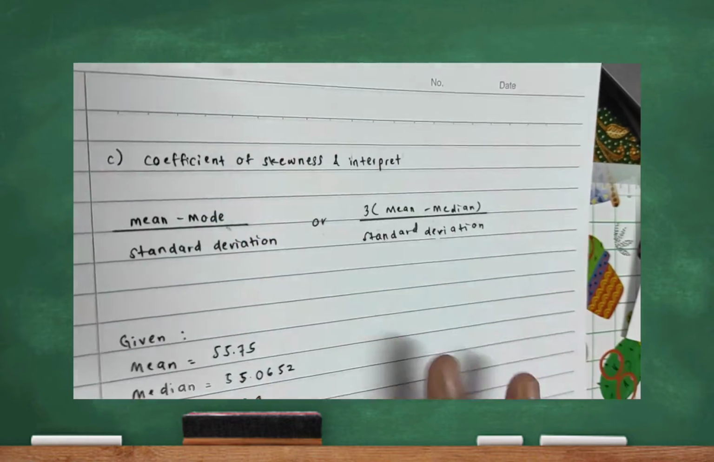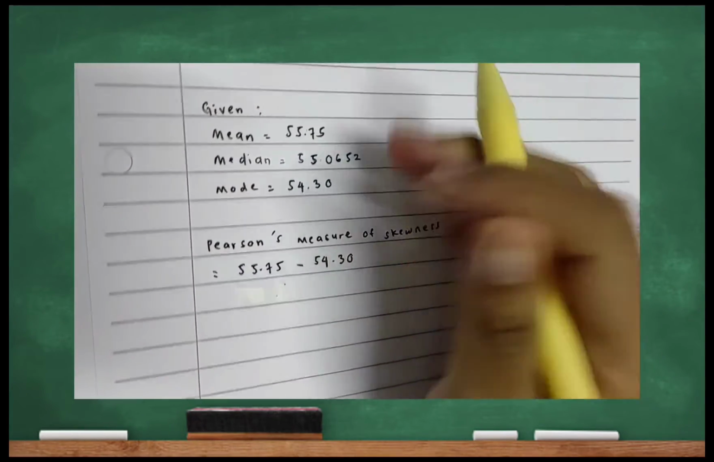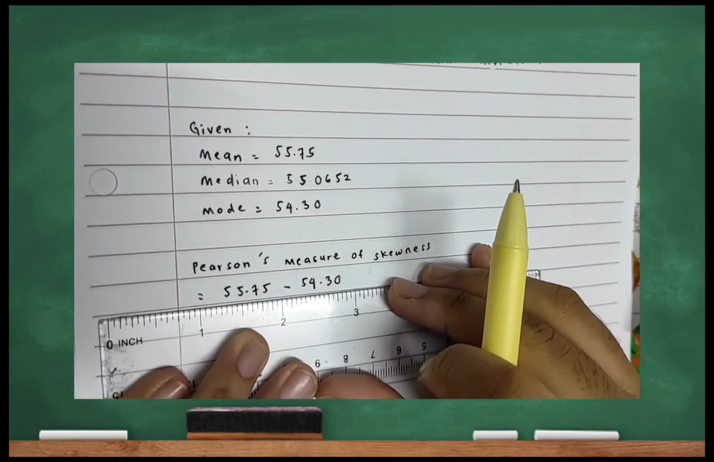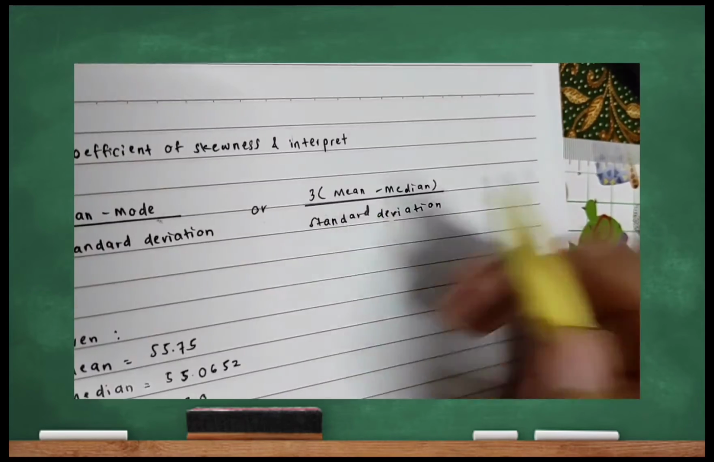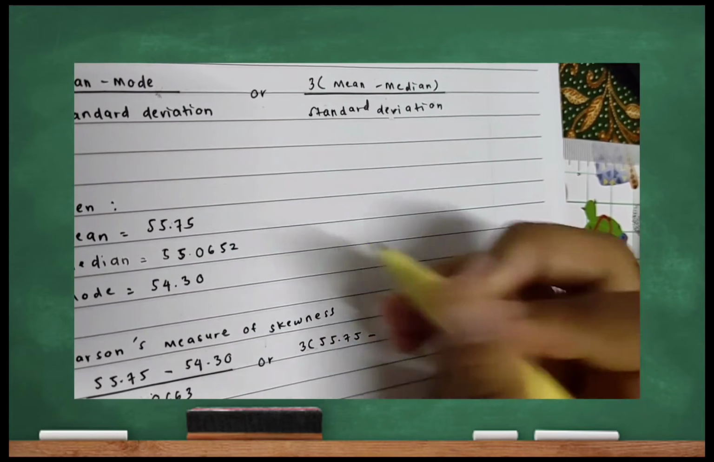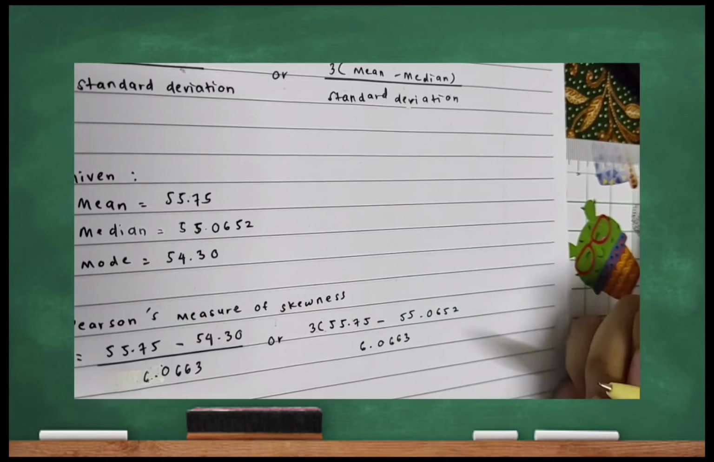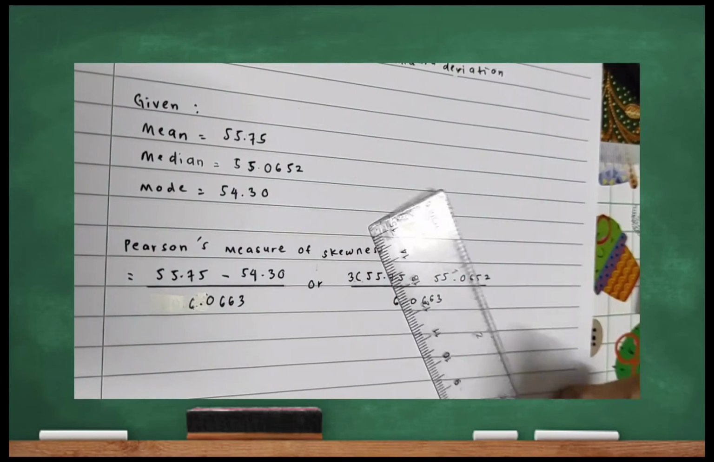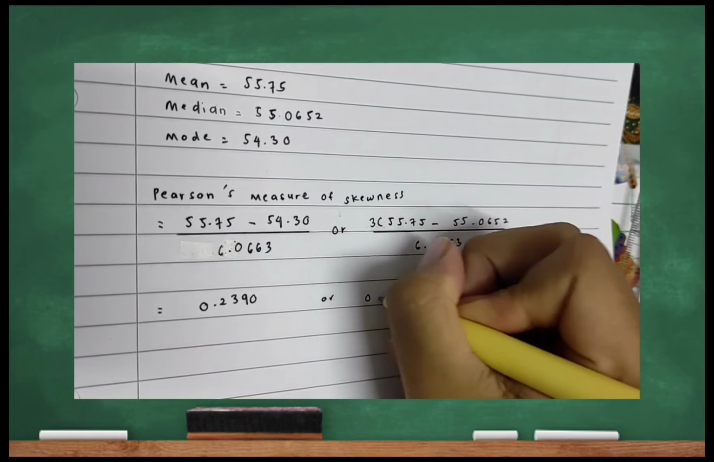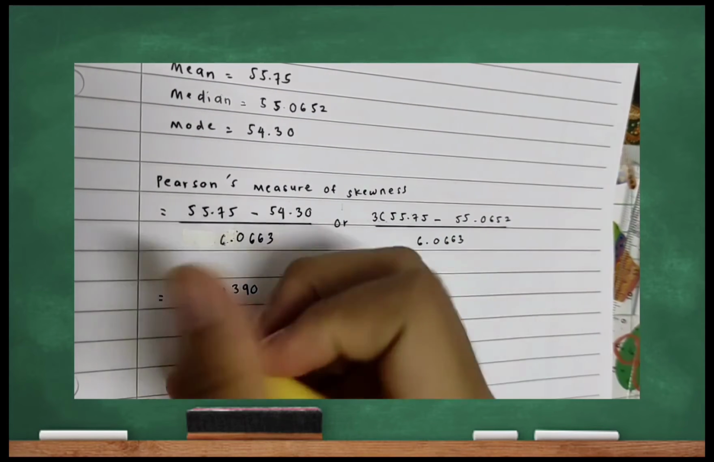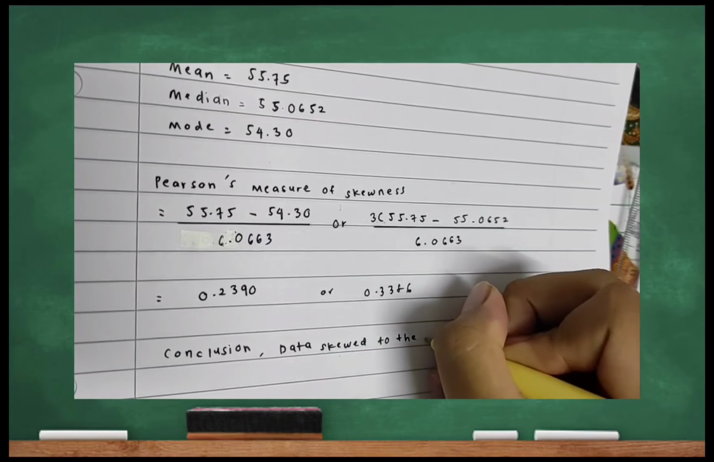Okay, so this is the time when we are going to use the formula that we wrote just now. The first formula is mean minus mode divided by standard deviation. Or we can use the other formula, which is 3 multiplied by mean minus median divided by standard deviation. Hence, after we calculated using the formulas given, we get the results, which are 0.2390 or 0.3386. So since both answers are positive, the conclusion is the data is skewed to the right.